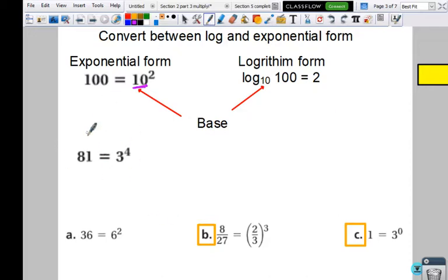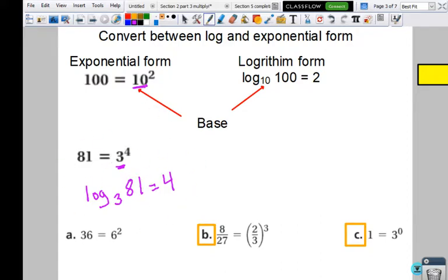So we need to go from this exponential into logarithmic form. So I'm going to go log like this. Our base, the log base, is the same as the thing with an exponent. So when 81 equals 3 to the 4, my base is right here, it's 3. So this reads as log base 3 of, and then after that is what it equals. 81 equals 4. So log base 3 of 81 equals 4.